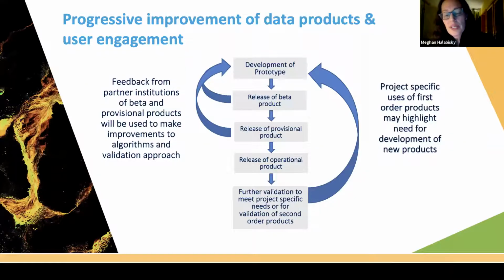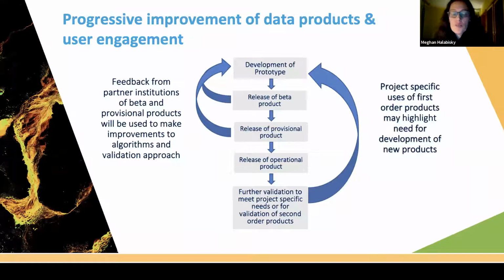We also want to get products out in a timely manner, as Adam explained, and sometimes validation takes quite a bit of time. So we release products in stages, first as a prototype, maybe covering a small region, then as a beta version or provisional product before release of a fully validated operational product.